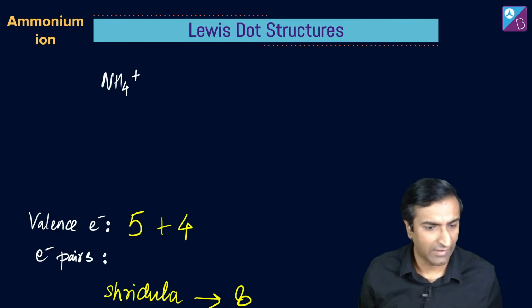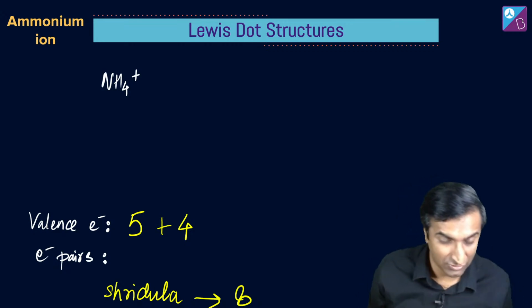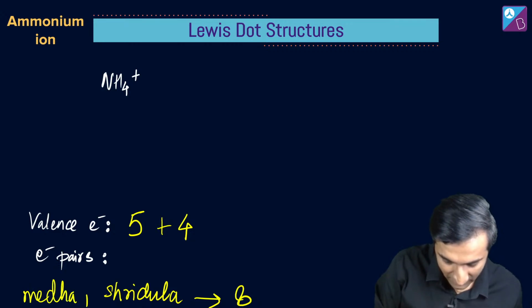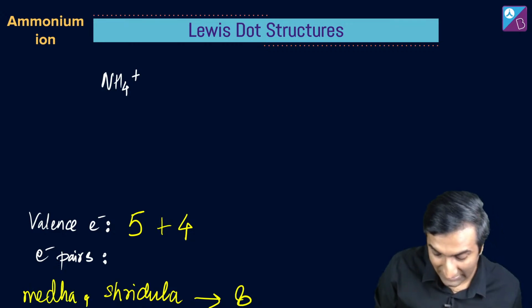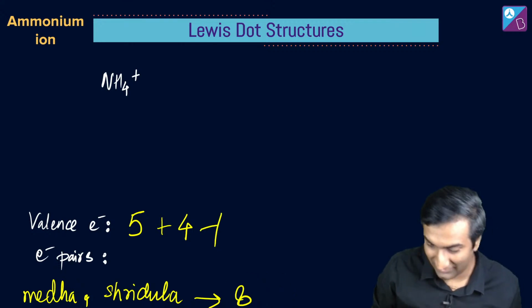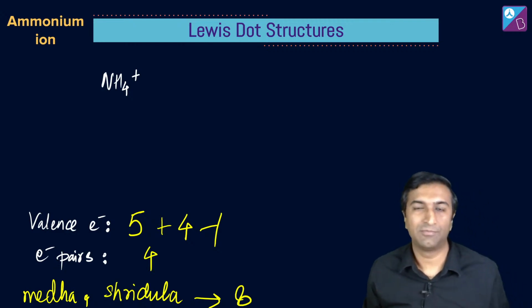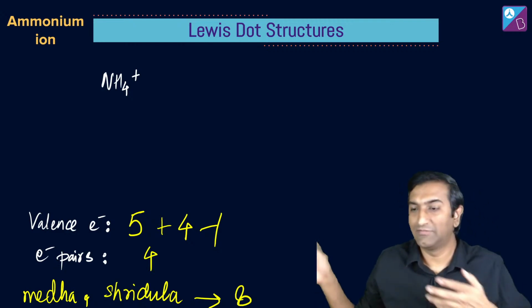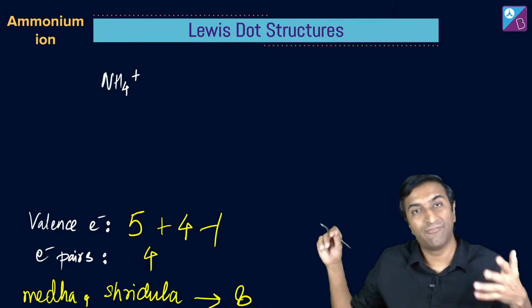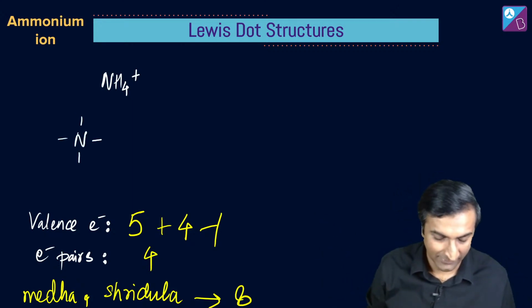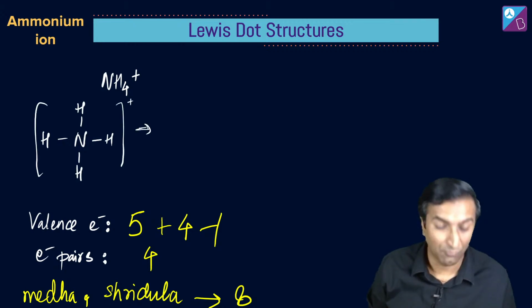Medha, Radhika, are you guys around? Medha says because of the plus charge. Shridula also says -1. Yes, absolutely right. Plus charge means remove one electron, right? So the electron pairs become 4. Absolutely. Then this is very straightforward. N is surrounded by 4 hydrogen atoms. We just make bonds with them. As simple as that. The whole system is formed.